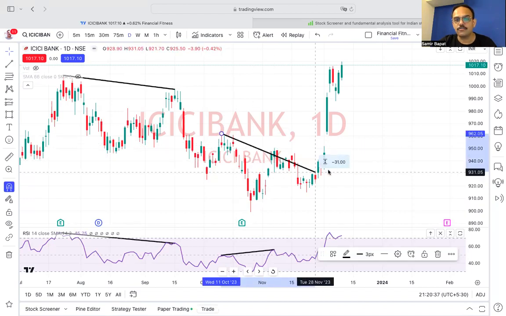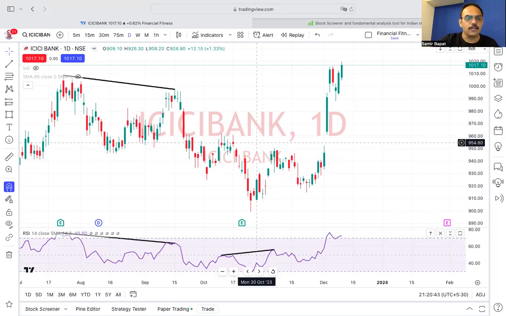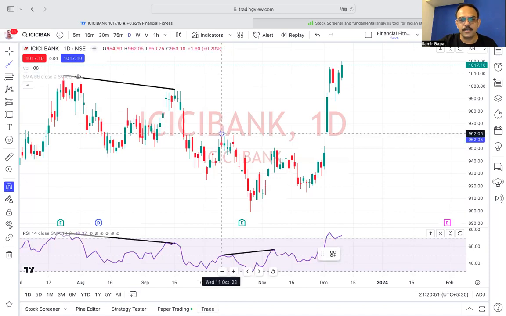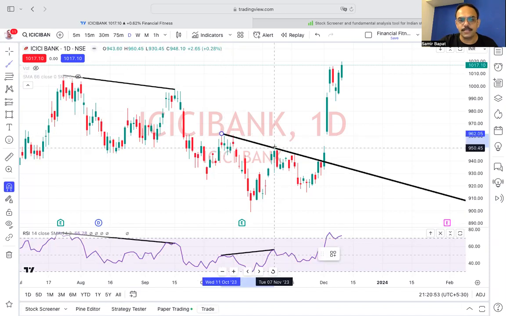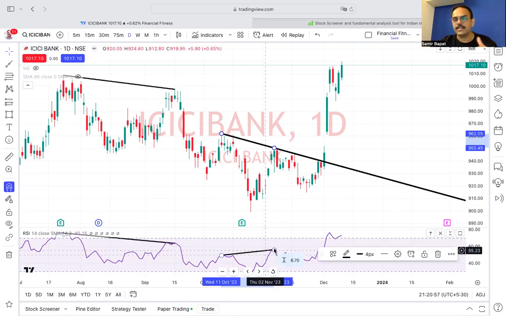Anyone? Yes, no? Okay. Attended, right? So now if we draw here, we'll see the triangle as well. I'm just using the ray here, and if I join this peak, it is going down. RSI divergence is saying it is going up. So we will go with the RSI divergence.